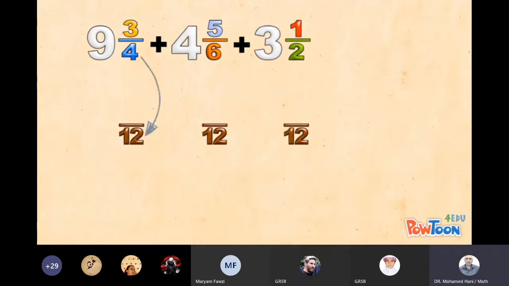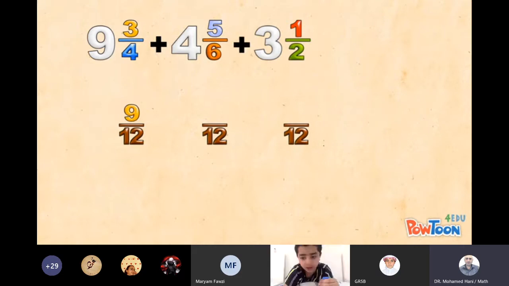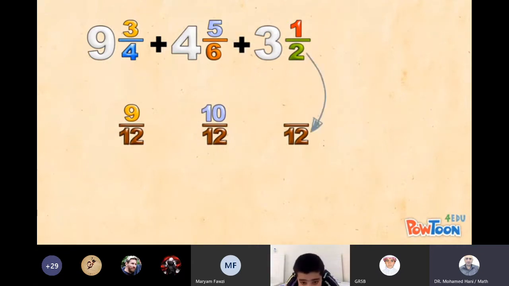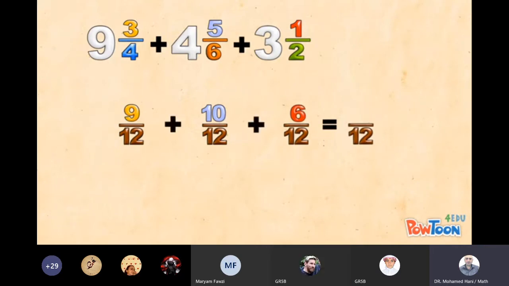To turn 4 into 12, we multiply by 3, so we do the same for the numerator. 3 times 3 is 9. And for 5/6, to turn 6 into 12, we multiply by 2, so same up top. 5 times 2 is 10. And to turn 2 into 12, we multiply by 6, same again for the numerator. And our answer will be some number over 12. Now we add the numerators. 9 plus 10 is 19, plus 6, that's 25 over 12. It's an improper fraction. We have to make a mixed number.